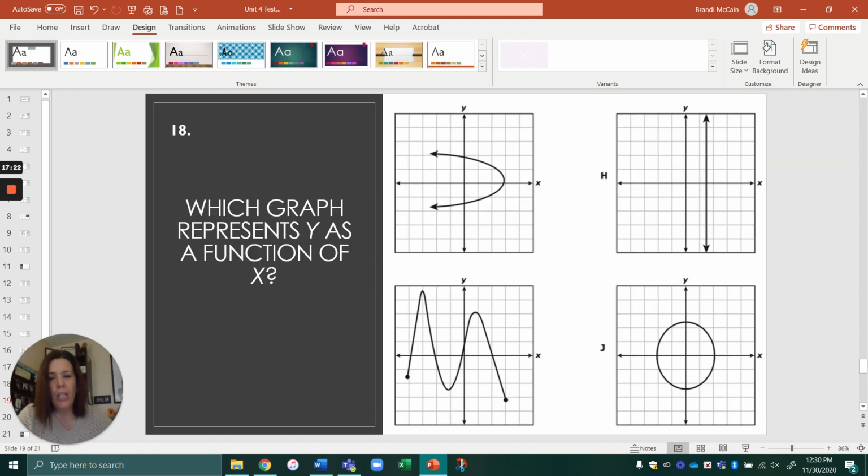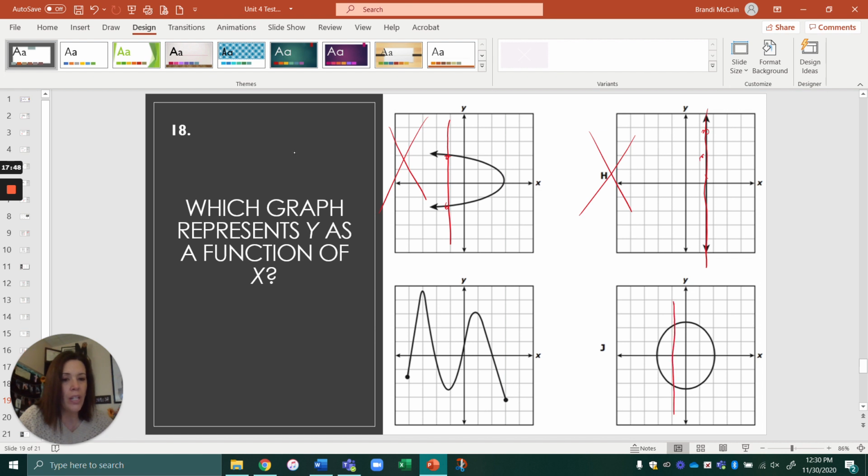Number 18. This is a graph of a function. Remember, on the graph is where we do a vertical line test, where you draw a vertical line, and if it touches in more than one spot, it is not a function. Okay, so look here at H. It's going to touch every single one, it's all the same, so that is definitely not a function.